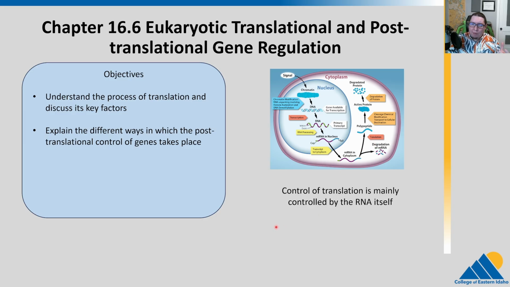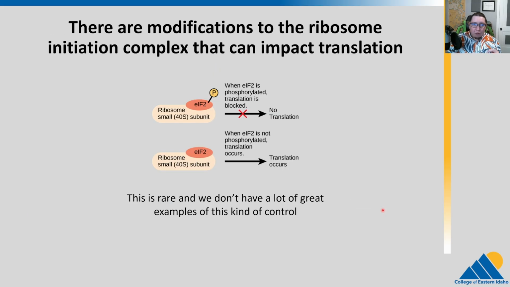There are actually very few examples of regulation of translation itself. This tends to be controlled by the RNA mainly. But there are some examples of what we call post-translational modification. We can look at like the ribosome. The ribosome can get modified, and when this elongation factor is phosphorylated, the ribosome is unable to translate. When it's not phosphorylated, it's able to translate. This would be an example of translational control. This is very, very rare, and there's not a lot of great examples of this kind of control.